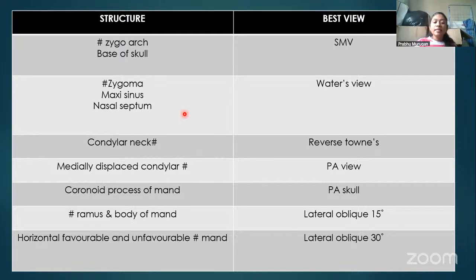Then you have medially displaced condylar fractures viewed using a PA view. Coronoid process of the mandible is best viewed in a PA skull. Fracture of the ramus and body of the mandible can be seen in a lateral oblique 15-degree mandible. Horizontally favorable and unfavorable fractures of the mandible can be seen in the lateral oblique 30-degree mandible. Okay, so these are the structures and the best views to see those structures.